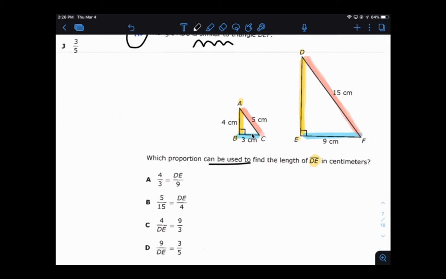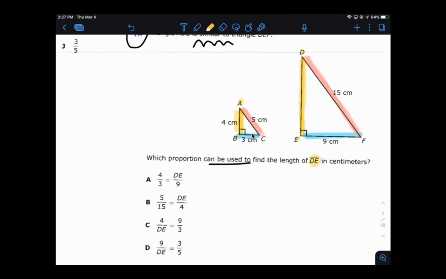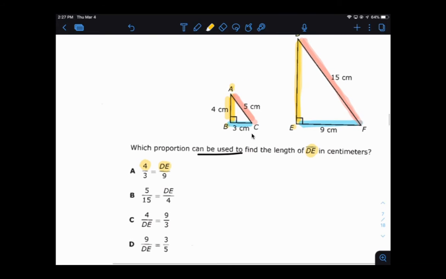So the first answer choice, A, it says 4 and DE. So I see that 4, I have it in yellow right here. So I'm going to highlight 4 in yellow. And then DE is also in yellow. So, okay. So far, what I see is that they're lined up, right? They're corresponding sides. This is the small triangle, right? And this is, let's say, the large triangle.